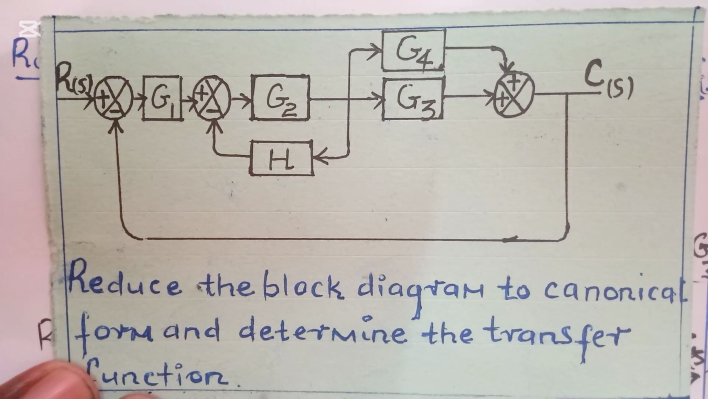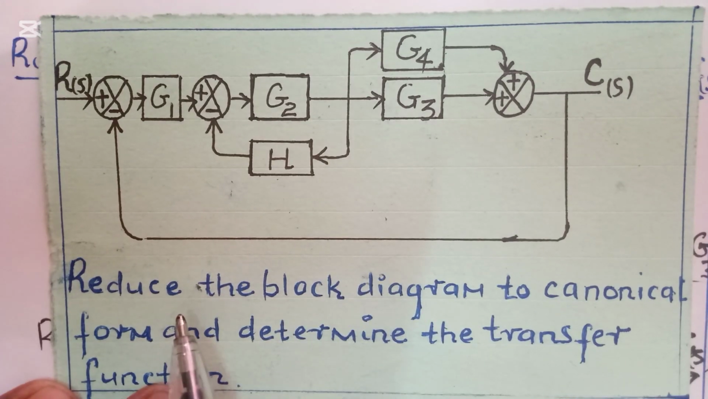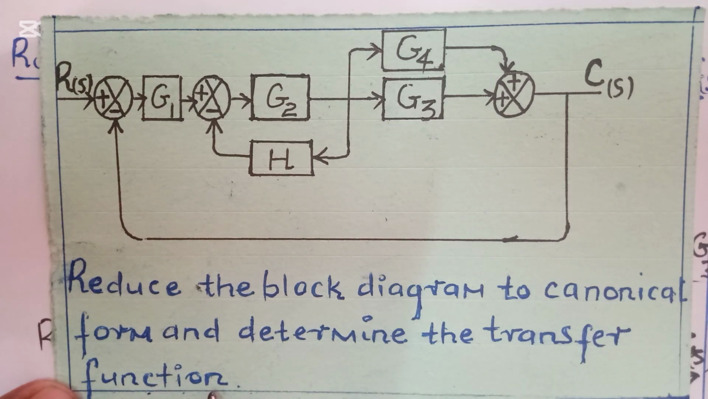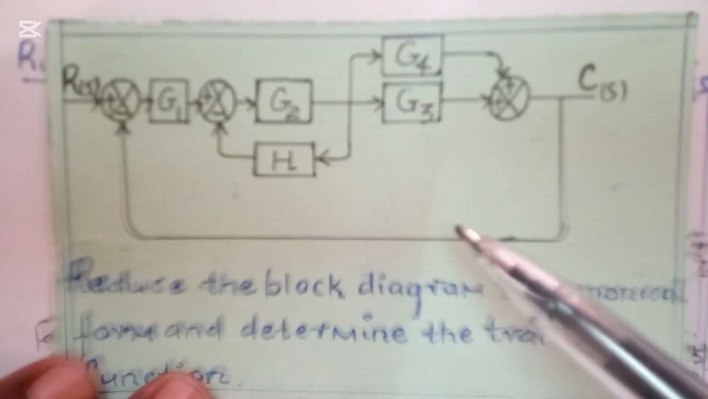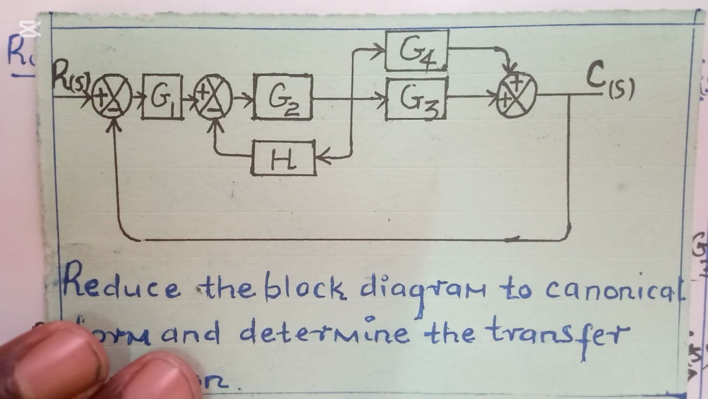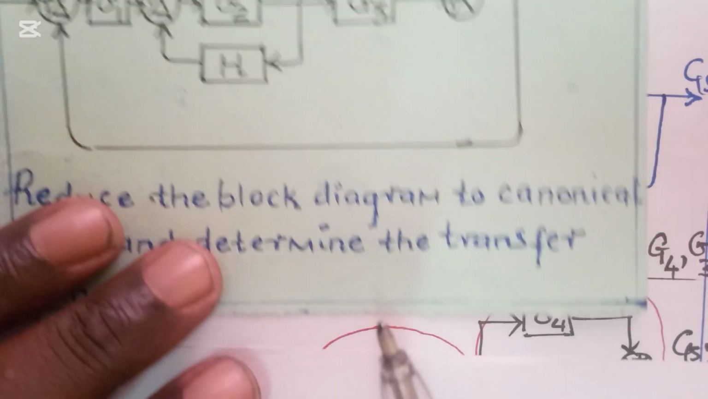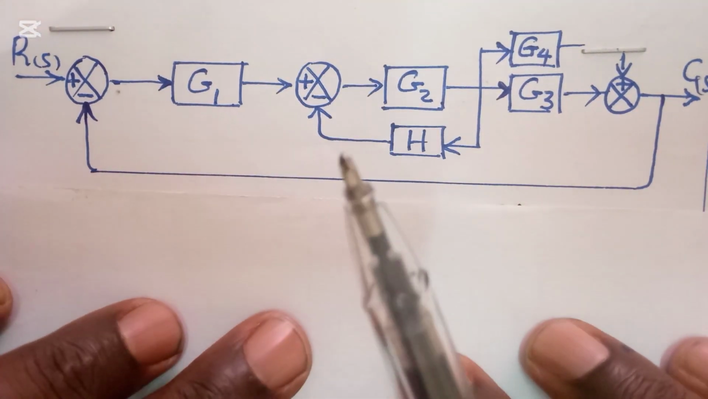Guys, we are going to do this question now. I read the question: Reduce the block diagram to canonical form and determine the transfer function. So guys, we have this block. I've already done the question, and here is how the question starts. So this is the information.